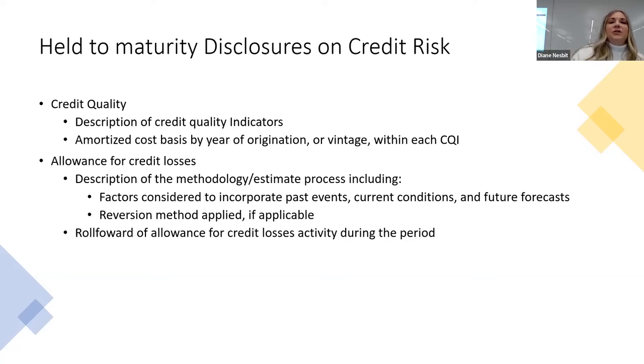So held to maturity disclosures on credit risk. First, you want to look at credit quality. You want to talk about the description of credit quality indicators, amortized cost basis by year of origination or vintage within each credit quality category. And then allowance for credit losses, you look at the description of the methodology and the estimate process, including factors considered to incorporate past events, current conditions, and future forecasts, and the reversion method applied if applicable. And then the roll forward of allowance for credit losses activity during the period. And we do have some examples for you here. So we put some information here to give you, at a high level, what you need to gather, and we'll show you some examples.